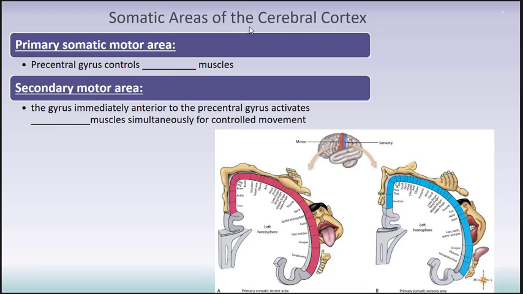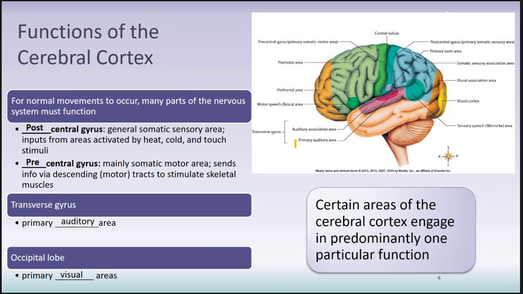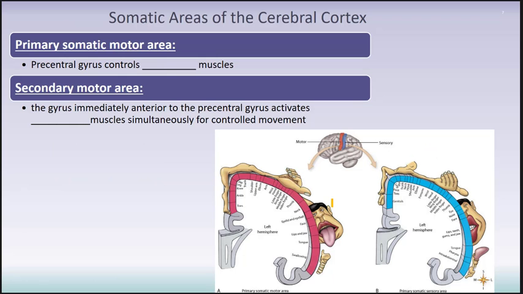Before we talk about the somatic areas of the cerebral cortex, I wanted to remind you about these structures right here. So remember, going back to this previous slide, that we have the postcentral gyrus involved in sensory, and then we have the precentral gyrus that's involved in motor, and that's going to be important while we hone into this area on this slide.